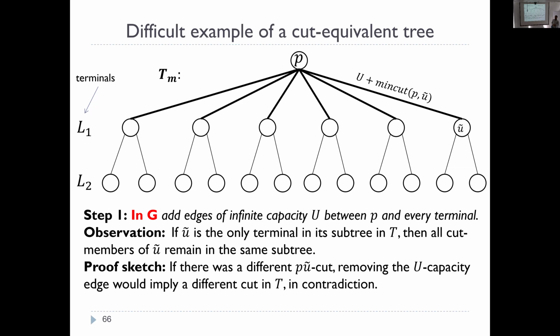And the proof sketch is that if there was another cut between P and U tilde after the modification, then we can just remove those heavyweight edges and get a different minimum cut between P and U tilde. And we assume that there's just one. Right, so after the modification, we have TM. This is how it's going to look.